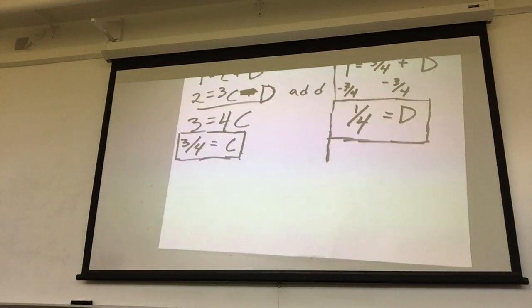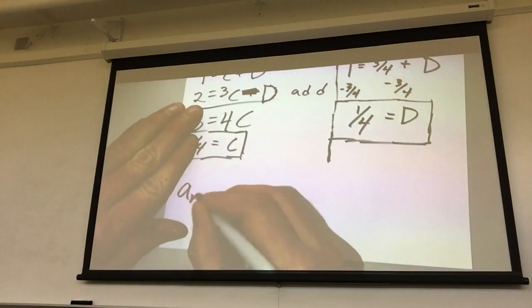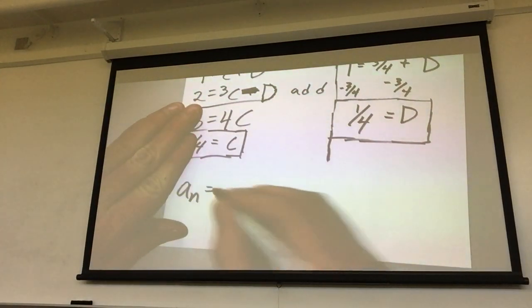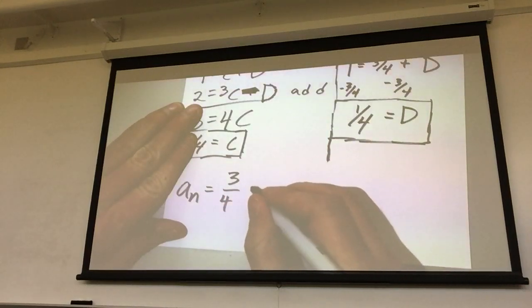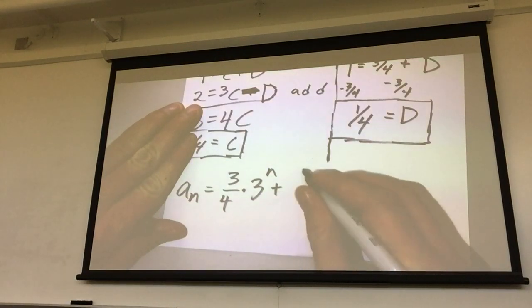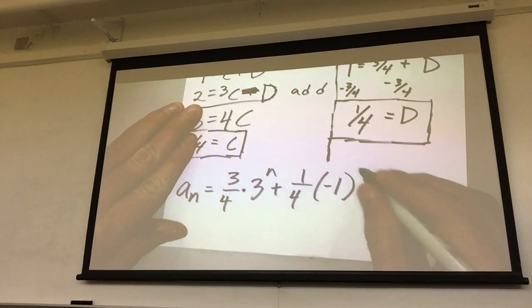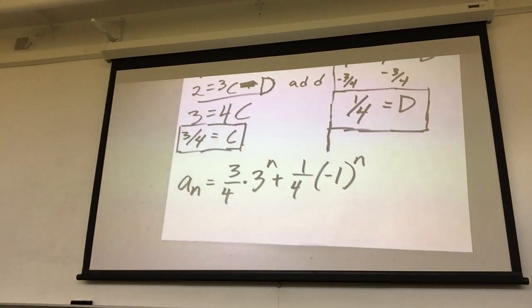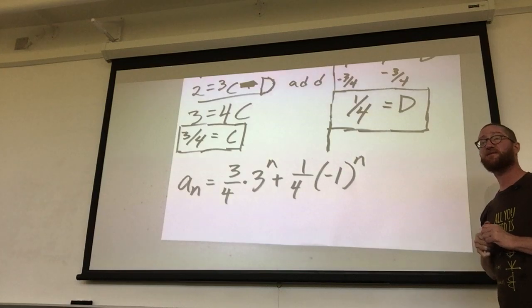So, out of all of this, what did we get to? We got that the general sequence for this recurrence relationship is going to equal 3 divided by 4, and then multiplied by 3 to the nth power, and then plus 1 divided by 4, and then multiplied by -1 to the nth power.